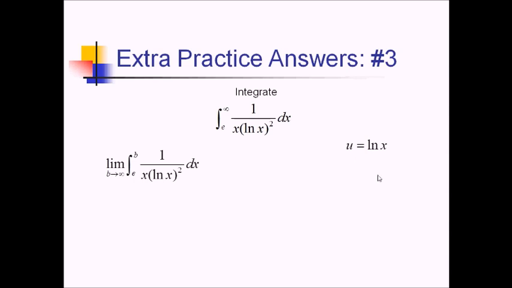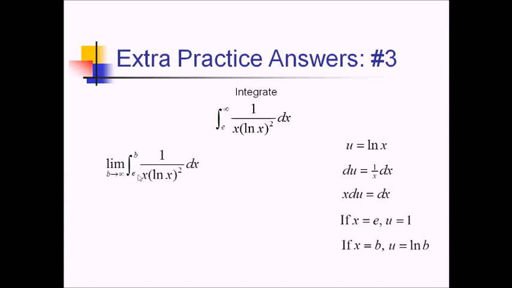Du then is 1 over x dx. And then to get dx by itself, I multiply by x. So that's x du that I can swap in for dx in a minute. Let me get my u values while I'm down here, though, because right now these limits of integration are x values. So if x is e, then that means u is going to be the ln of e, which happens to be 1, works out nicely. And then if x is b, then ln of b is my u value.